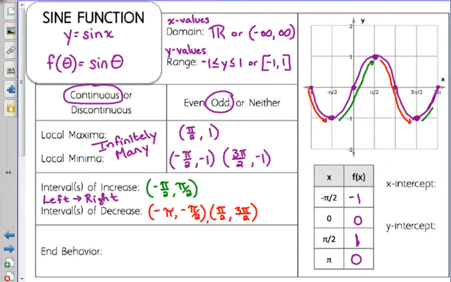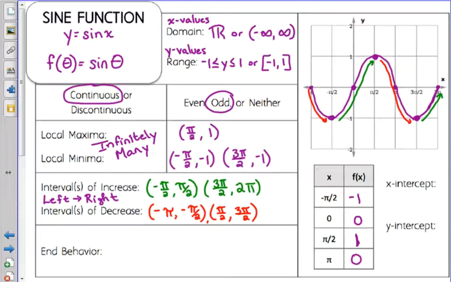And then it increases again from 3 pi over 2 to 2 pi. Now, technically, it does not stop increasing at 2 pi. It's going to continue until 5 pi over 2. But again, we're just looking at this little snapshot. There are more intervals of increasing and decreasing, and these are not complete, but that's what we're looking at right now.